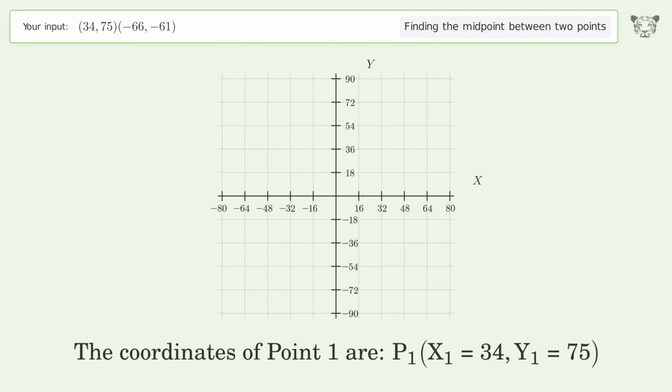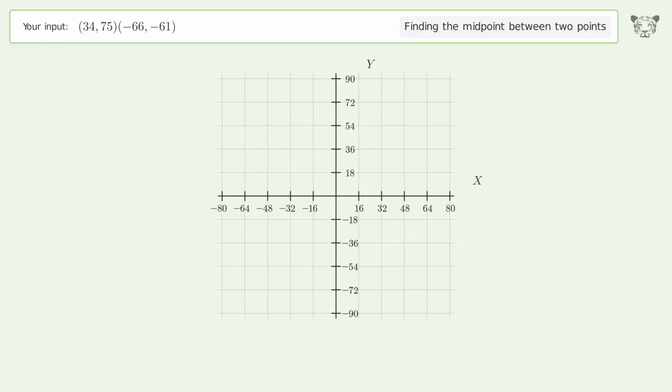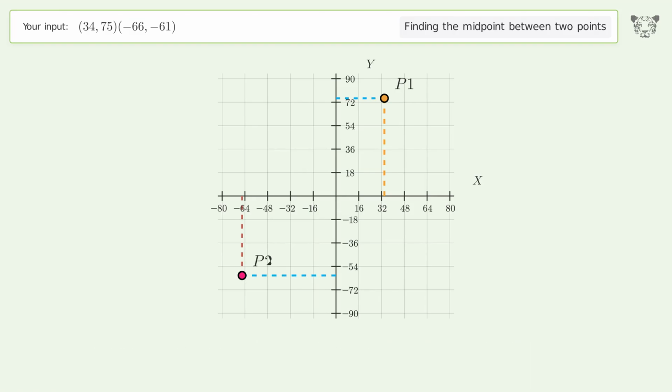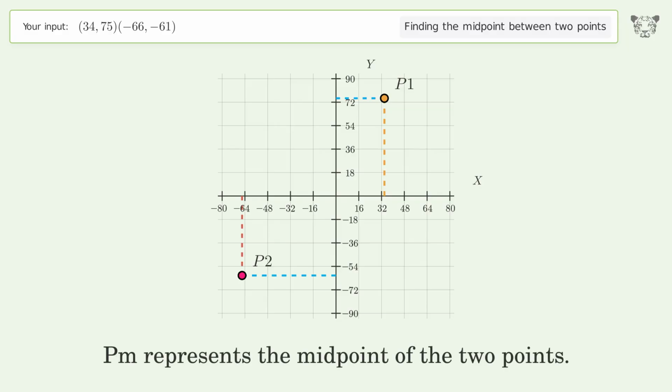The coordinates of point 1 are x1 equals 34, y1 equals 75. The coordinates of point 2 are x2 equals negative 66, y2 equals negative 61. PM represents the midpoint of the 2 points.